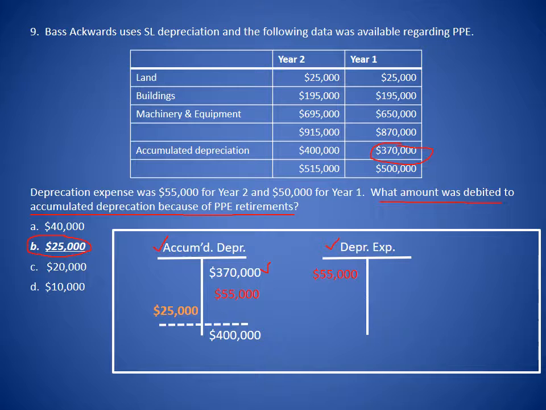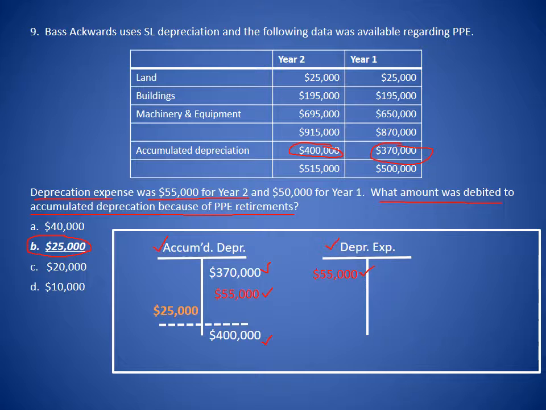At the end of year number 2, it had a balance of $400,000. So that represents my credit balance in accumulated depreciation at the end of year number 2. Now, I'm also told that depreciation expense was $55,000 for year number 2. So if I recall the journal entry I'd make for depreciation expense, it would be a debit to depreciation expense, and there'd be an offsetting credit to accumulated depreciation.